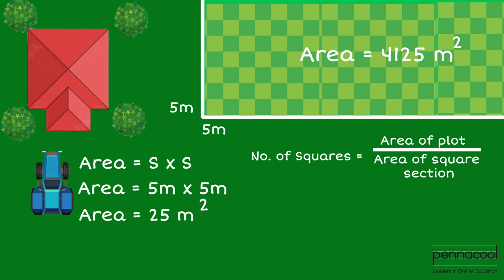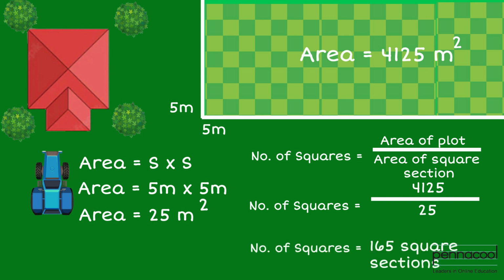Using our values obtained, we will divide 4,125 meters squared by 25 meters squared. This gives us 165 square sections.